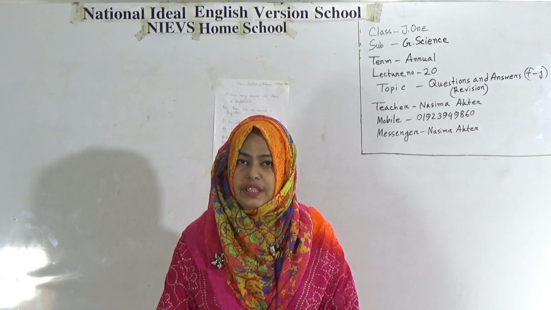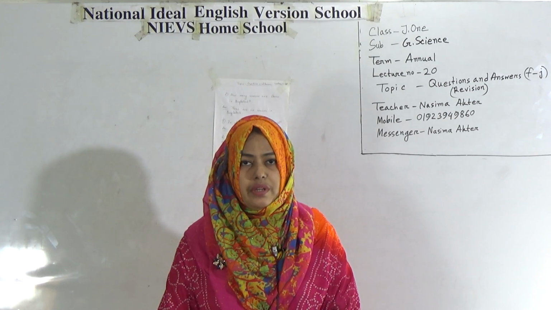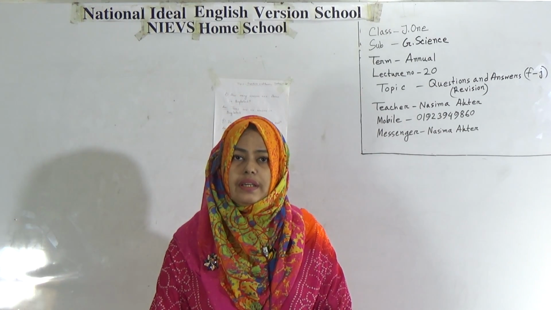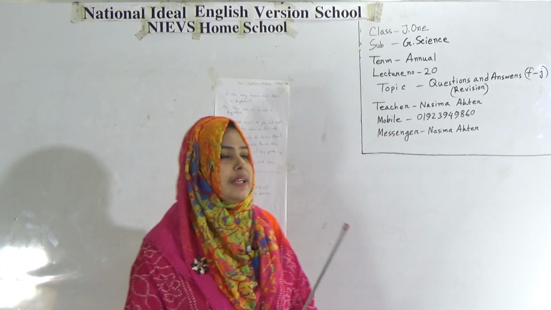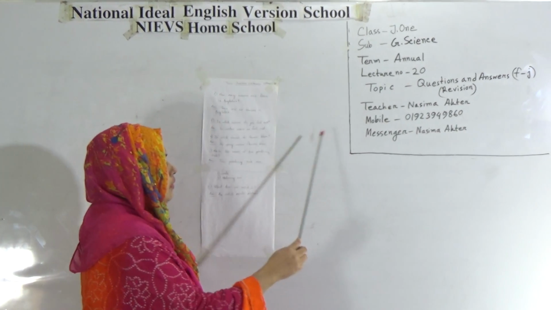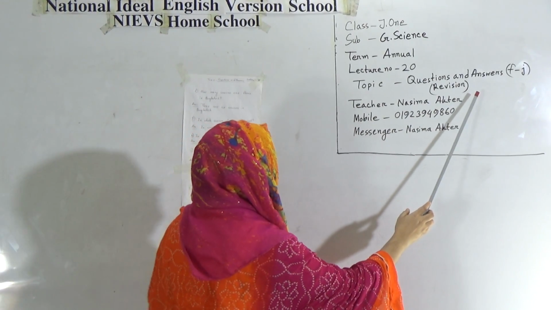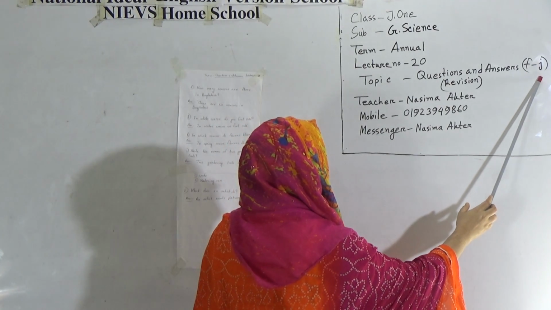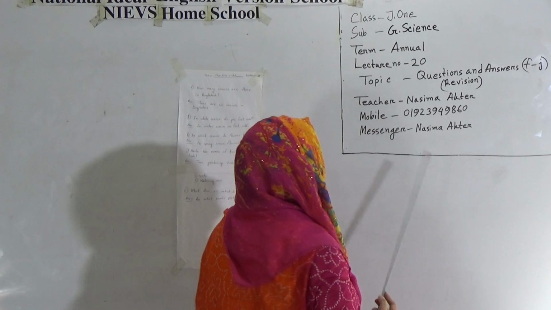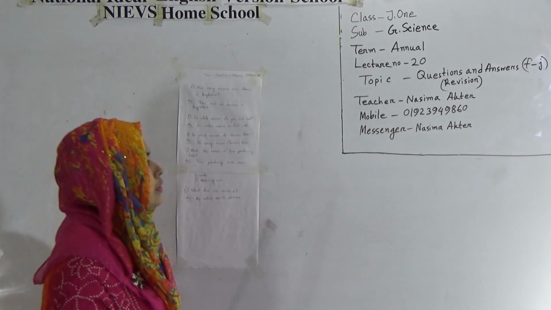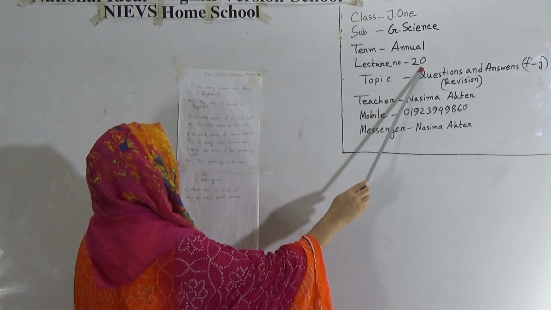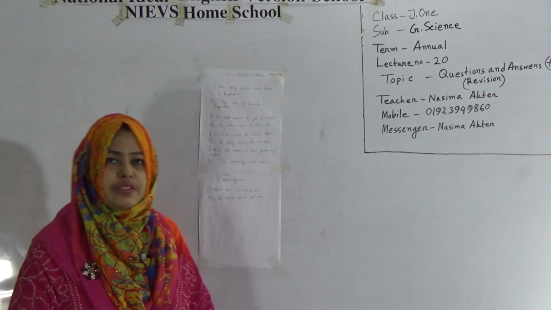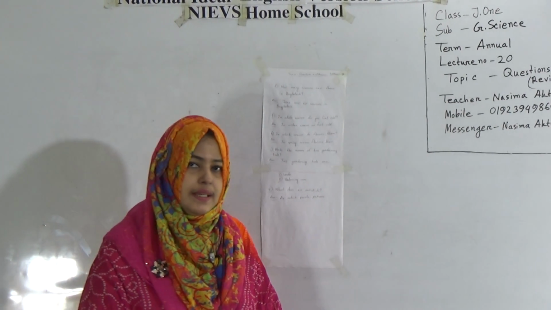Dear student, I am going to take a general science class for class Junior 1 students. Our today's topic is questions and answers, and this is our revision class. Today we will do from F number to J number according to our suggestions, and this is lecture number 20. So dear student, let us start today's class.